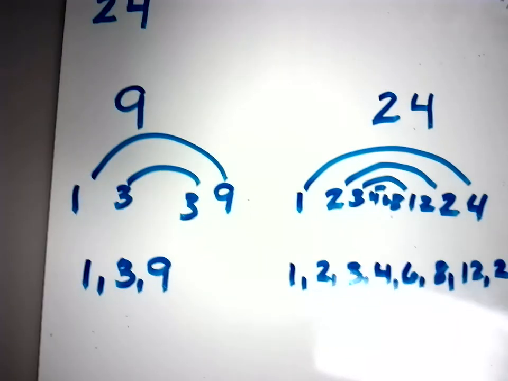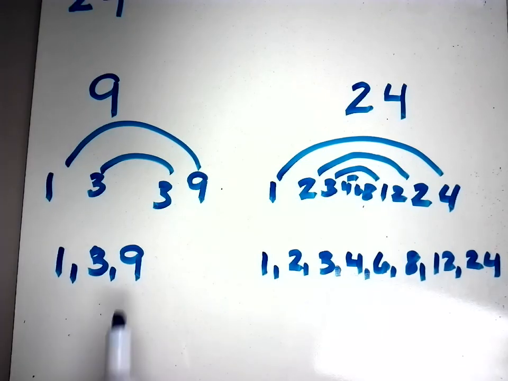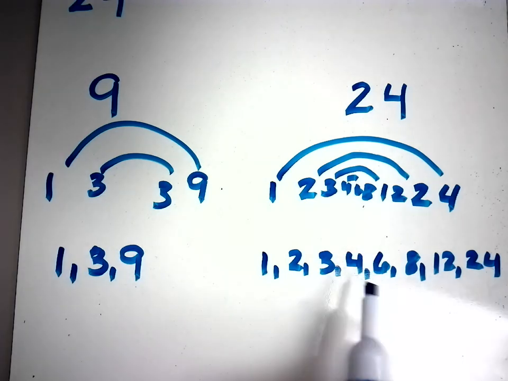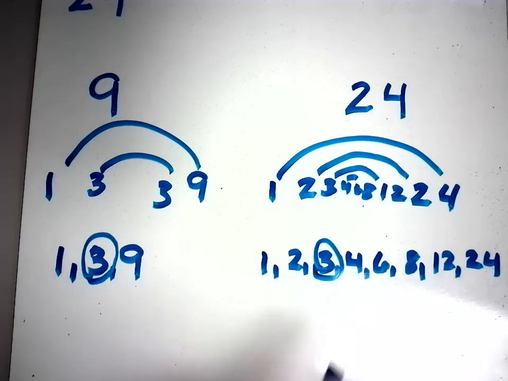Now I want to find which factor they have in common, and it needs to be the largest. Well, since 9 only has 3 factors, I'm going to look at my 9. I'm going to take my largest factor. Is 9 a factor of 24? No. 3, do they have 3 in common? Yes. This is the largest number they have in common.